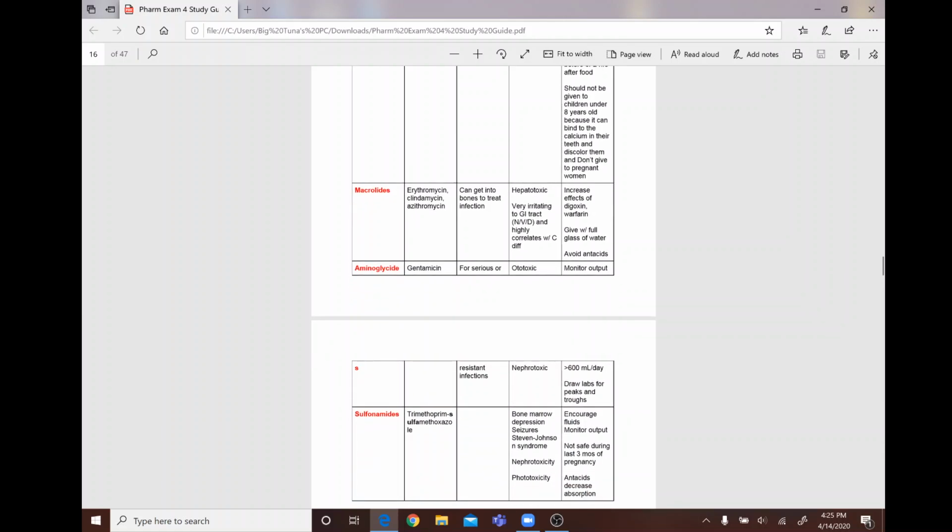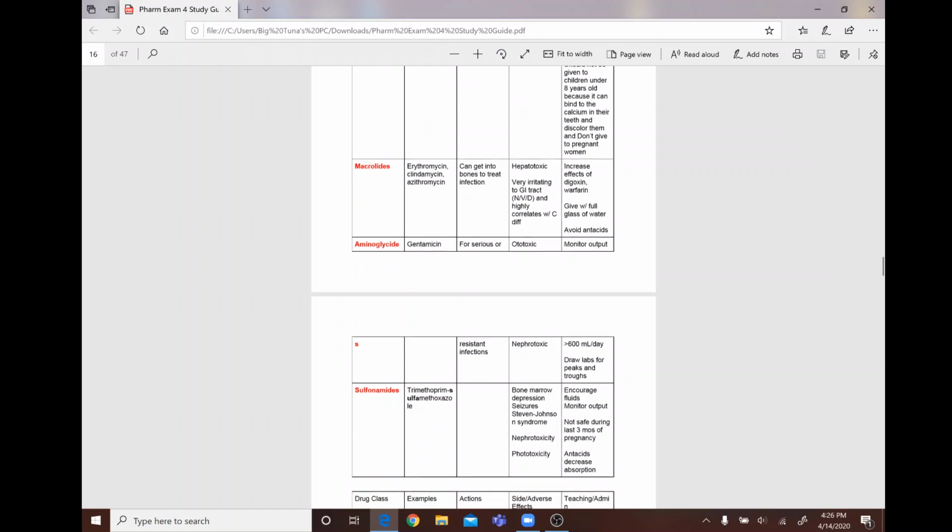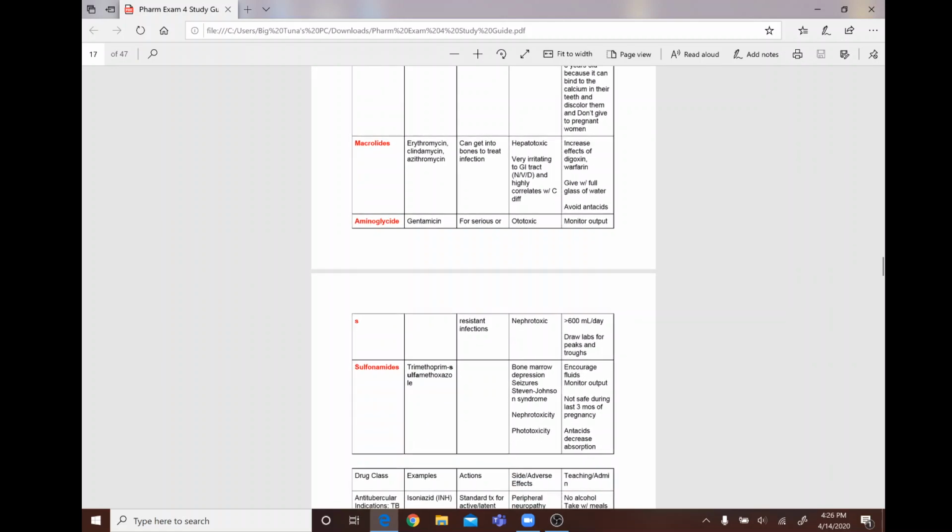Aminoglycosides, you've got gentamicin, and you're going to take aminoglycosides for serious or resistant infections. Aminoglycosides can cause ototoxicity or nephrotoxicity. With aminoglycosides, you want to monitor output, making sure they have at least 600 milliliters a day urine output, and you need to get peak and trough levels.